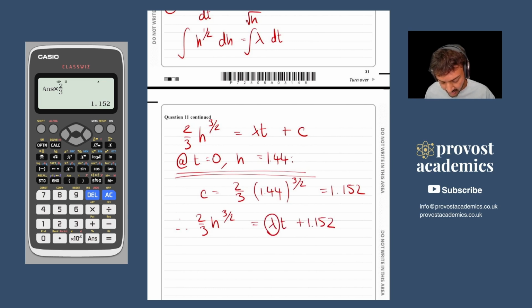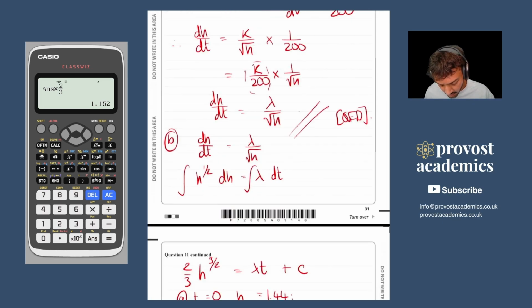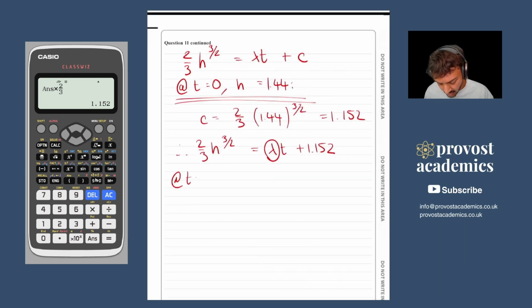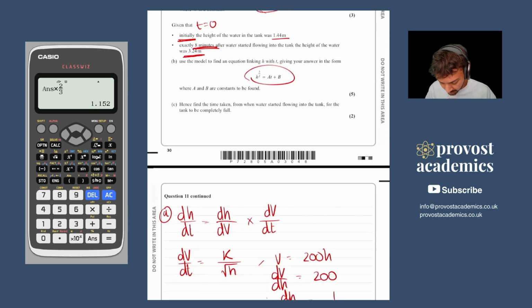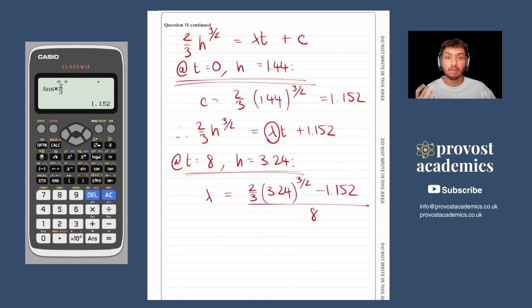Now we need to find this lambda next. So this is the second set of values they told us. 8 minutes in is 3.24. So at t equals 8, h is equal to 3.24, I want to say. Have I forgotten already? Sorry. No, I got it right. So lambda is going to be equal to 2 over 3, 3.24 to the power of 3 over 2, minus 1.152, all over 8. So that's just me rearranging everything so I can put everything in my calculator neatly.